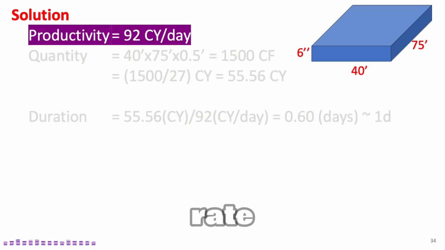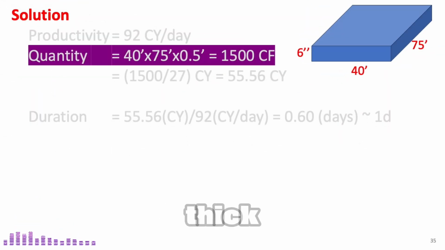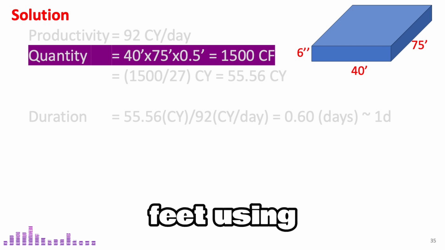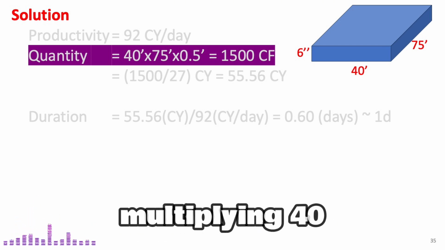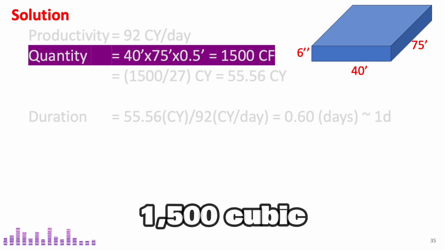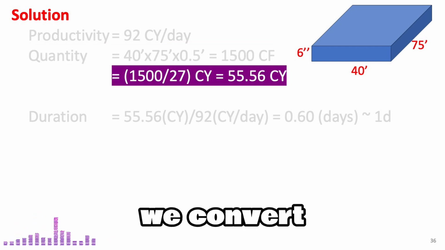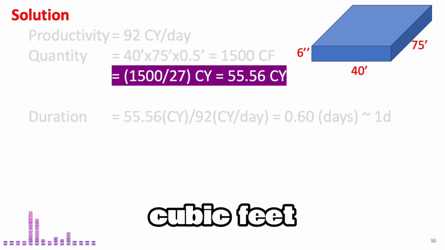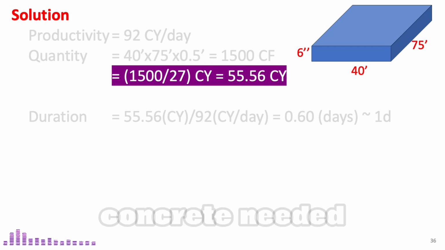Now that we have the production rate, we need to calculate the total volume of concrete required. Since the slab is 6 inches thick, we convert inches to feet. 6 inches equals 0.5 feet. Using the volume formula, volume equals length times width times thickness. Multiplying 40 feet by 75 feet by 0.5 feet, we get 1,500 cubic feet of concrete. Since concrete is typically measured in cubic yards, we convert this by dividing by 27, since 1 cubic yard equals 27 cubic feet. 1,500 cubic feet divided by 27 equals 55.6 cubic yards of concrete needed.